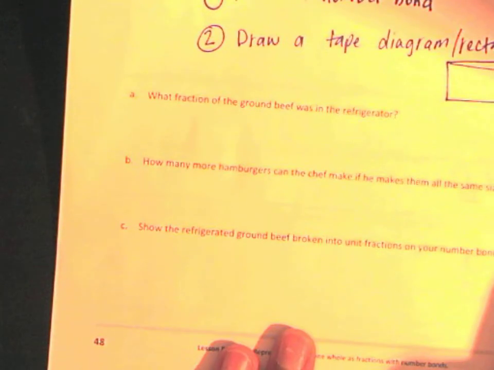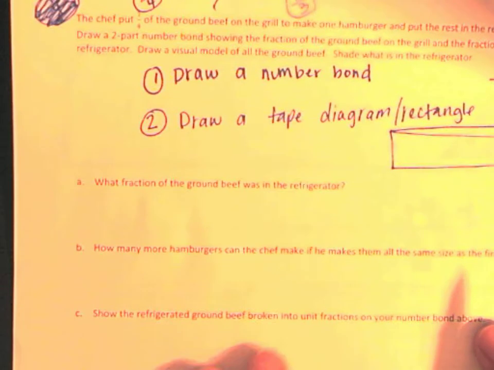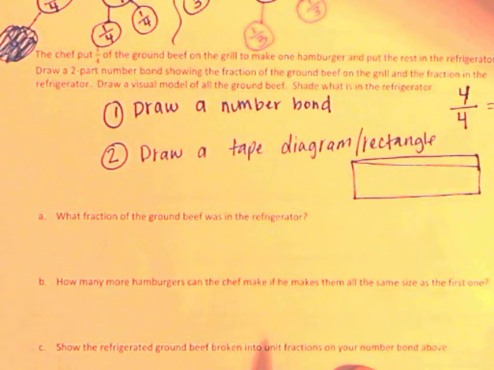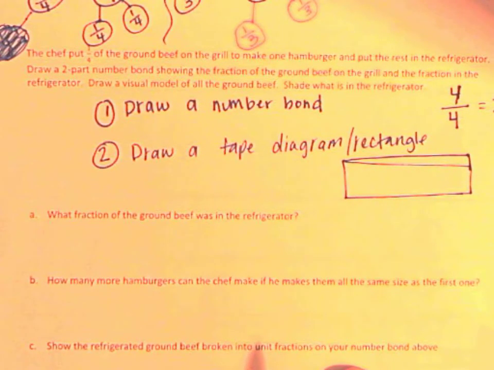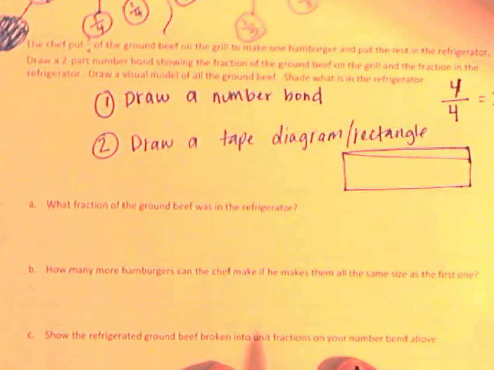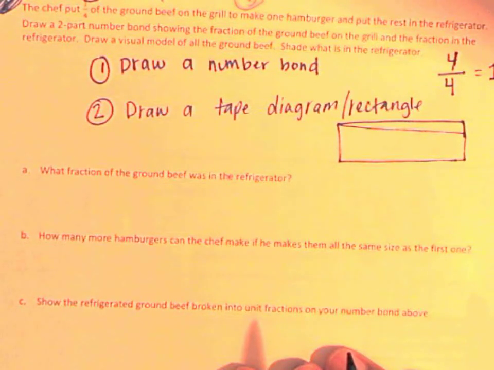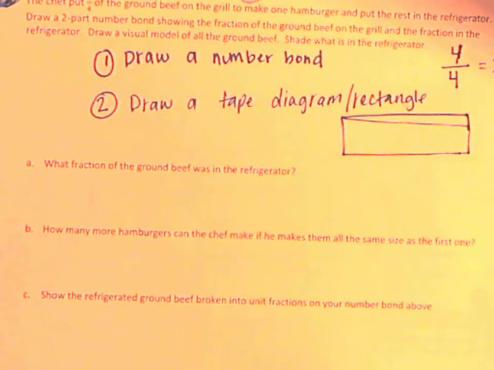So, part A, it says what fraction of the ground beef was in the refrigerator. You have to go back up and look at your number bond. Okay. Look at the problem. See what fraction of the ground beef was put back in the refrigerator. Part B, how many burgers can the chef make if he makes them all the same size as the first one? That's just going back and reading, paying attention to what the problem is telling you, okay? Don't rush through it. Take your time. Even if you have to reread it, that's okay.